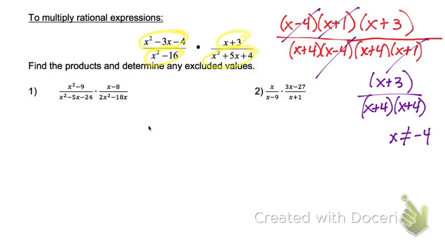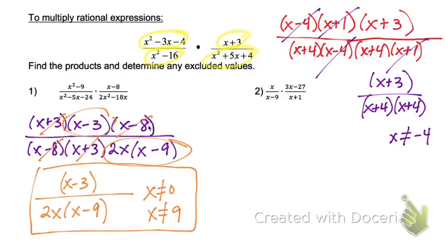So try number 1. So factor top left, difference of squares, so x plus 3, x minus 3. The bottom, you would do a negative 8, positive 3. Top right, you can't do anything, so you leave it as x minus 8. And bottom right, all you can do is just take out a greatest common factor, which is 2x. And then you're left with x plus 9. Then the 3's cancel, the 8's cancel. And I'm left with x minus 3 on the top, 2x, x minus 9 on the bottom.